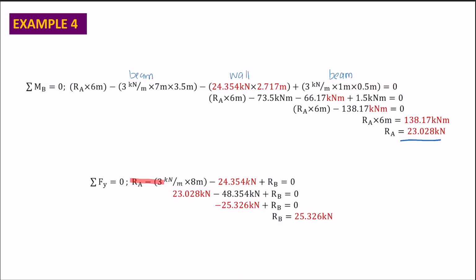So inilah dia yang saya dah buat. Then we can replace the value of RA that kita kira dalam moment equation here, and finally get the value of RB. So that's all for example number 4.